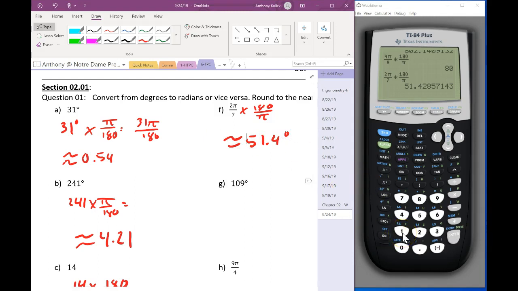This is in degrees, so to convert it to radians, I need to do pi over 180. So 109 pi divided by 180 is 1.90.